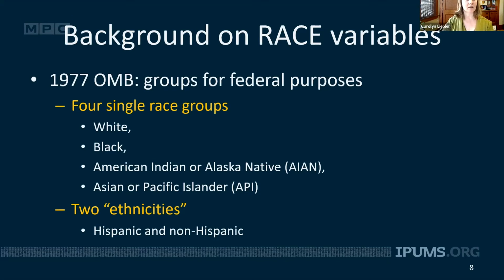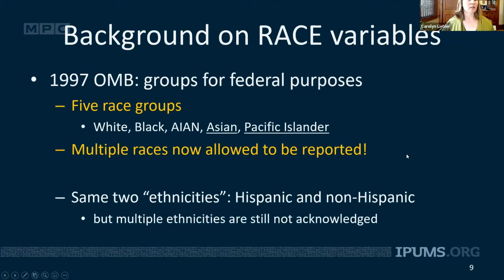They decided that Hispanic is not a race, it's an ethnicity, Hispanic or Latino, and the 2 ethnicities are Hispanic and non-Hispanic. So you can see that they did not allow people to report multiple races in this federal definition. Then in 1997, they modernized it to make 2 major changes. One is that they separated out Asian and Pacific Islander. Used to be the same group, now they're 2 separate groups. And also they allowed multiple races to be reported. And they mandated that all federal data collection efforts should allow people to report multiple races.